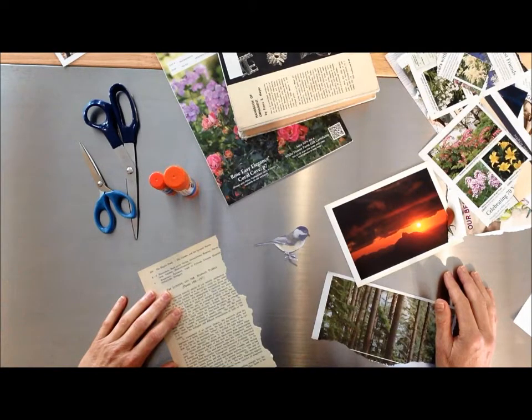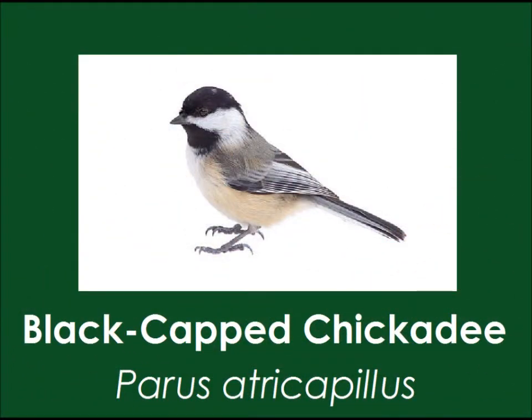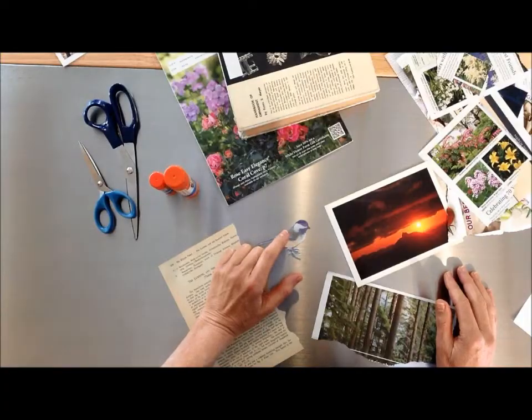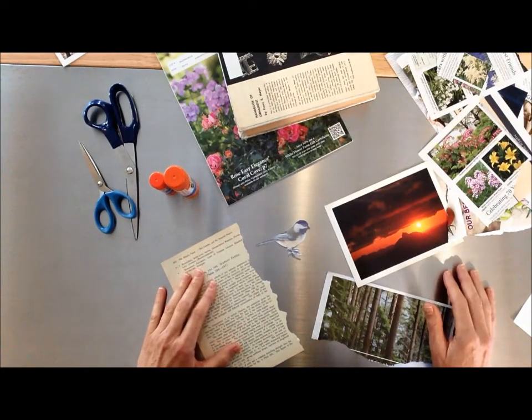So this particular bird was adopted by the Maine legislature in 1927. The Latin name is Parus atricapilis, and they're a common sight throughout the state and New England in backyards and elsewhere.